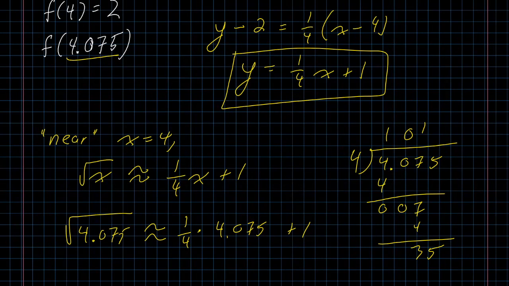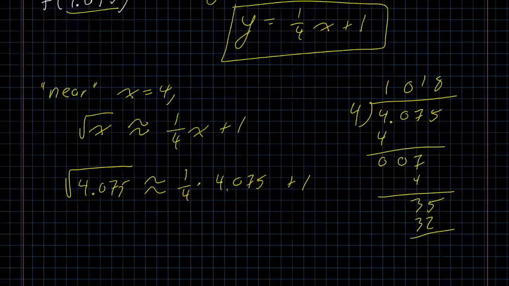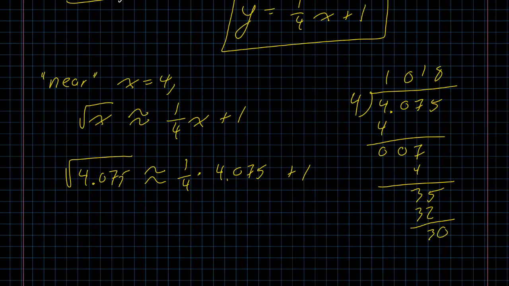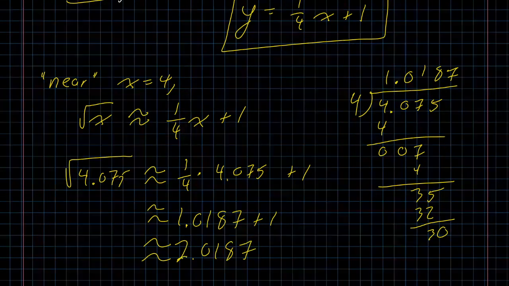Four fits into 35 8 times. 4 times 8 is 32. Subtract that off, you get 3. 4 fits into 37 9 times. We could keep going, but let's just stop there. That's good enough. And by using my linear approximation, I get that the square root of 4.075 is pretty close to 2.0187.